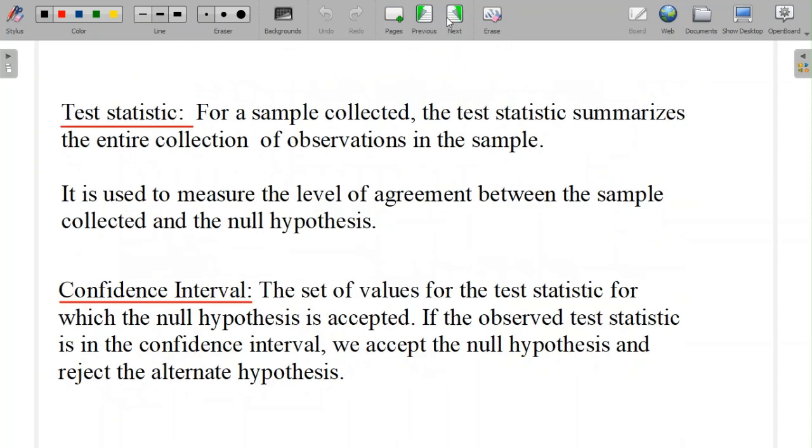To do this, we make use of a test statistic. Now, what is this test statistic? For any sample that is collected, the test statistic will summarize the entire collection of observations in the sample. This is used to measure the level of agreement between the sample collected and the null hypothesis.